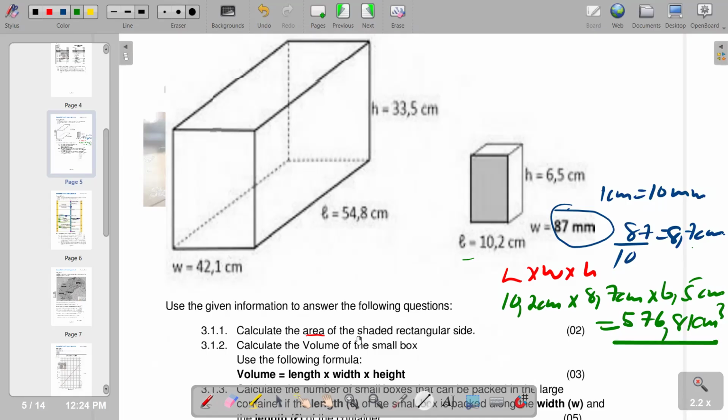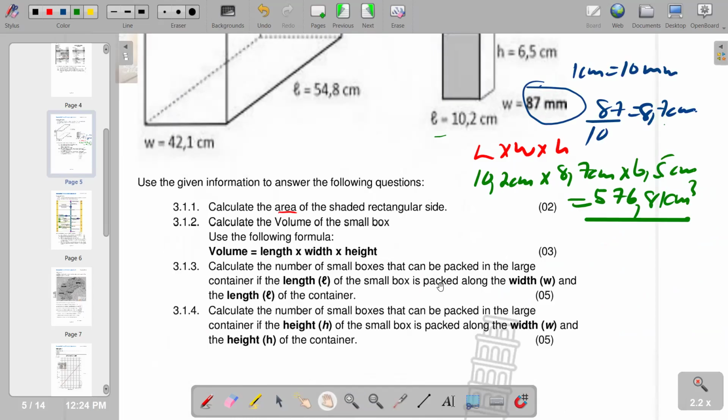And moving on to 3.1.3, calculate the number of small boxes that can be packed in the container if the length of the small box is packed along the width. So it is very important to match the length of the small box with the width and also the length of the container. So the length of the small box is going to be the denominator for the width, and also the denominator for the length.